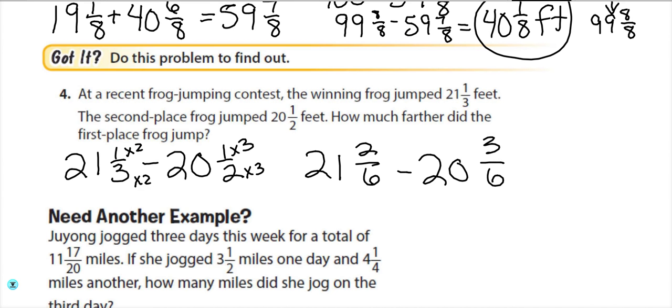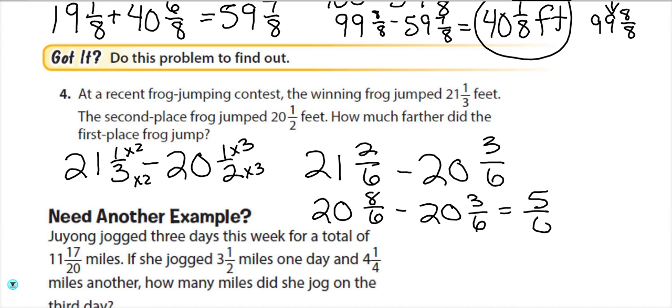All right, and of course, because they can't be nice to us even once, we are going to have to borrow. All right, so this is going to be 20 8/6 minus 20 3/6. 20 minus 20 makes 0. 8 minus 3 makes 5. So that's 5/6. And in this case, it's feet. Or foot, I guess. 5/6 of a foot.